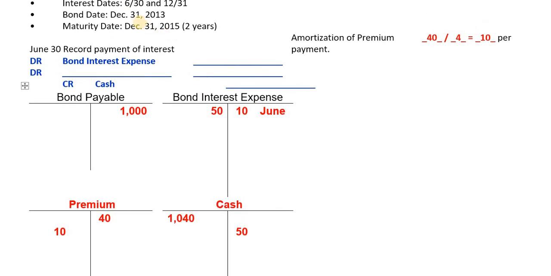It's now December 31st. What am I going to do? Send you a check for $50, I think. Amortize another $10 worth of premium. What's our interest expense? $40. So this is December.